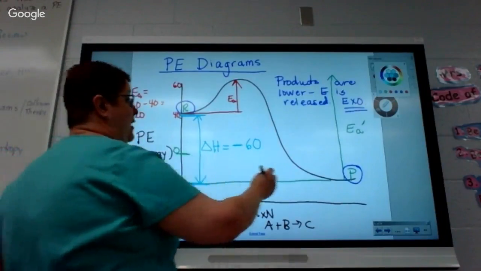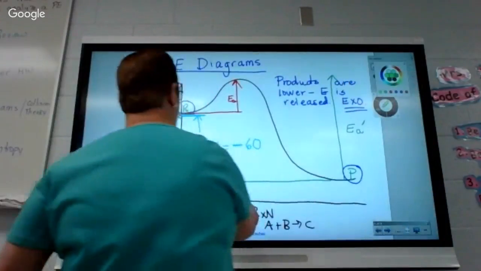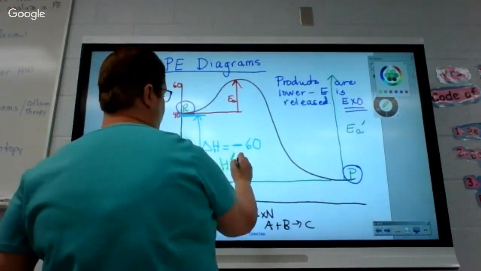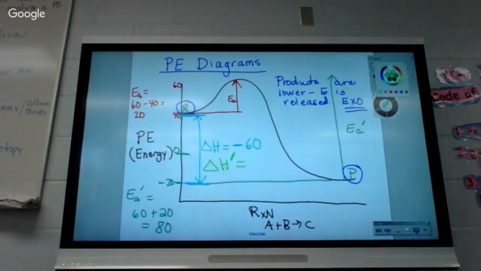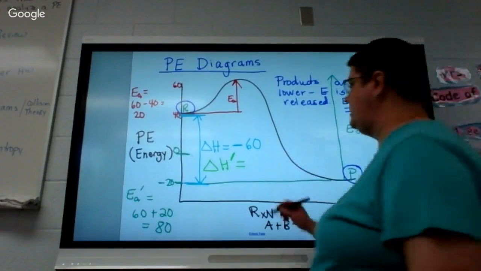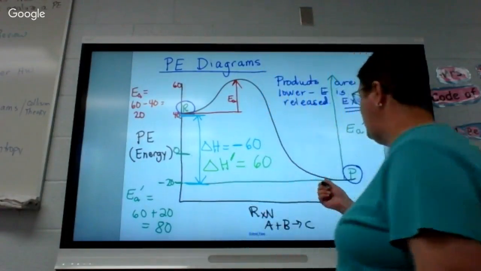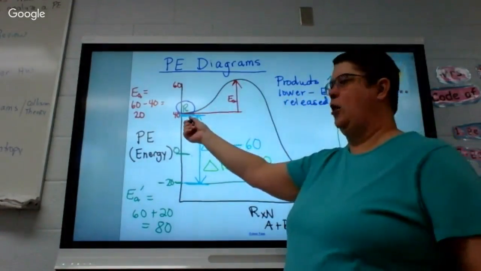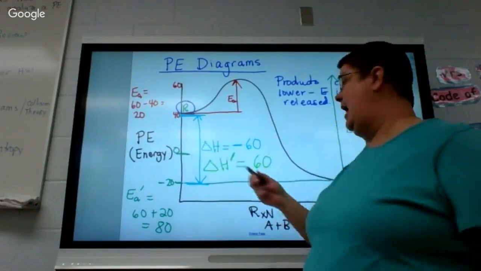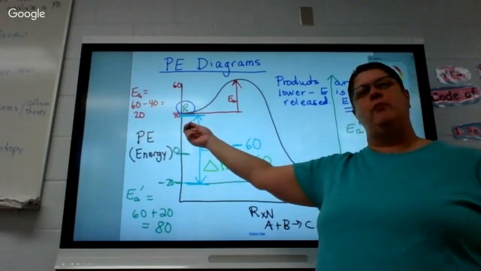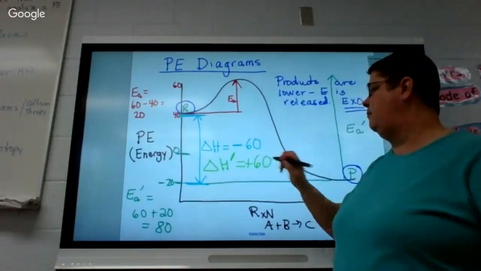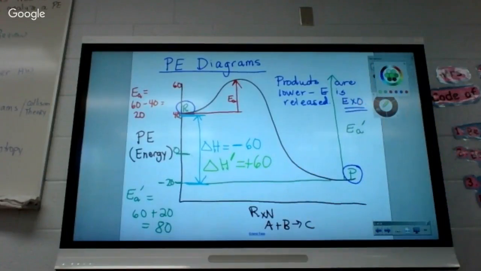Now, delta H reverse. The only difference is we're going the other direction. Isn't it just going to be positive? That's exactly right, Salma. The only difference is we're starting here and ending here. So the direction of the reaction is we're not exo now, but we are endo. So the numbers are the same, except that it is positive 60. That is the only difference in delta H.